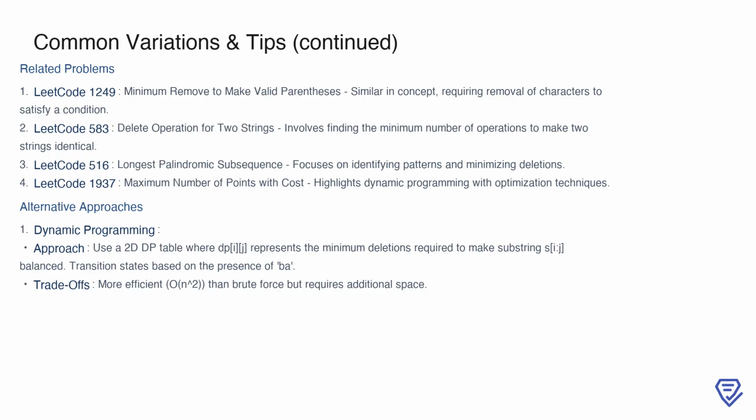Speaking of alternative approaches, dynamic programming remains a powerful tool. For this problem, you could use a 2D DP table where each entry tracks the minimum deletions needed for a specific substring. This method is more efficient than brute force, with a time complexity of O(n squared), though it does require additional space for the table.